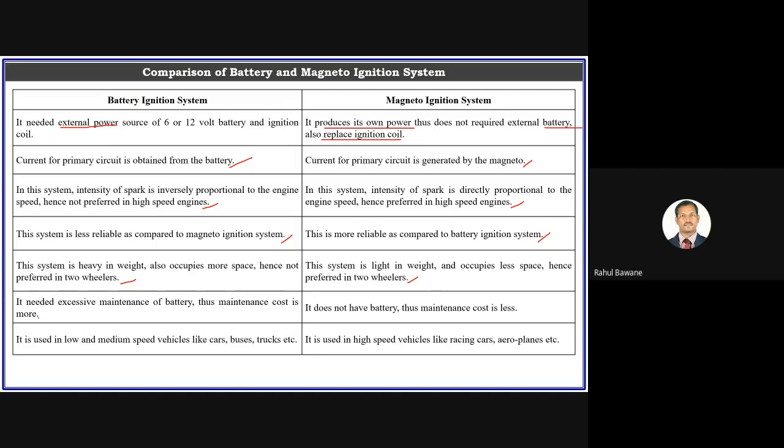two-wheelers. It needs excessive maintenance of the battery, and if it is time to replace it, then it costs a lot. The magneto does not have a battery, so maintenance cost or replacement of parts is less costly. The battery system is used in low and medium speed vehicles like cars, buses, and trucks, and the magneto ignition system is used in high speed vehicles like racing cars, aeroplanes, etc.